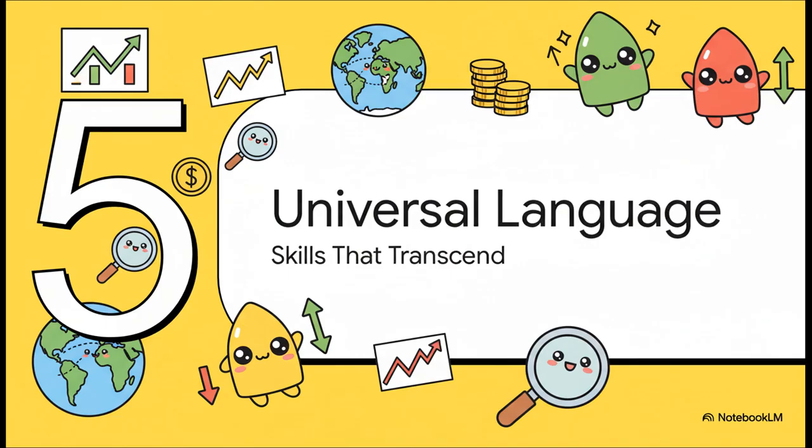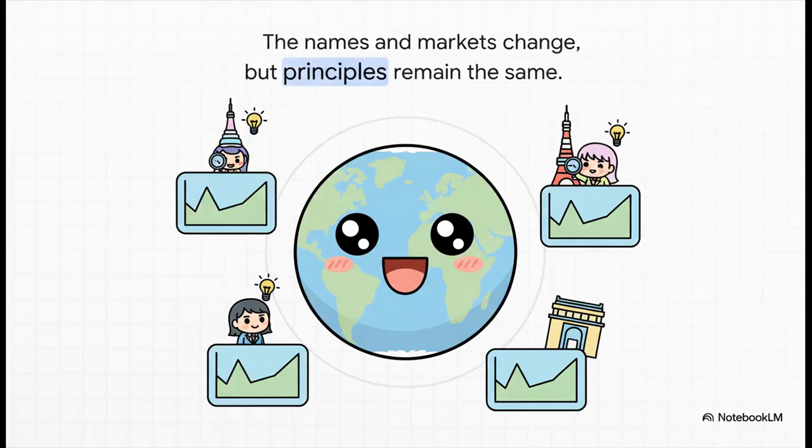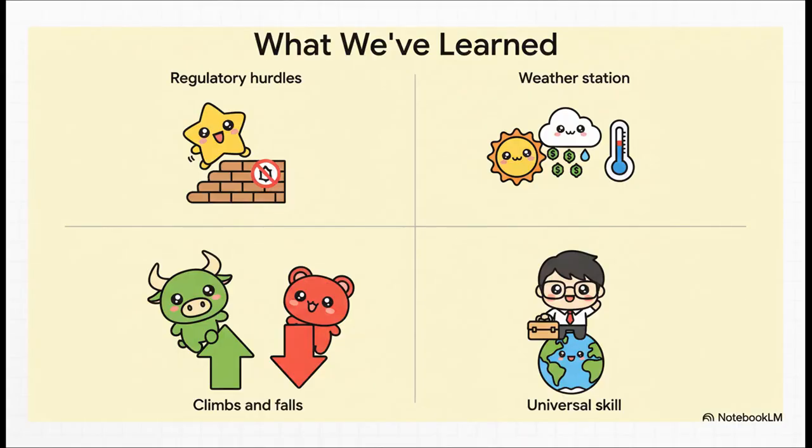And this brings us to the most powerful takeaway from all of this. Here's the most important insight. The language of technical analysis is universal. It really doesn't matter if you're looking at a stock in Mumbai, Tokyo, or Seoul. The principles of support, resistance, momentum, they're all telling the same fundamental human story, that timeless dance of fear and greed. So let's do a quick recap of what we've learned.